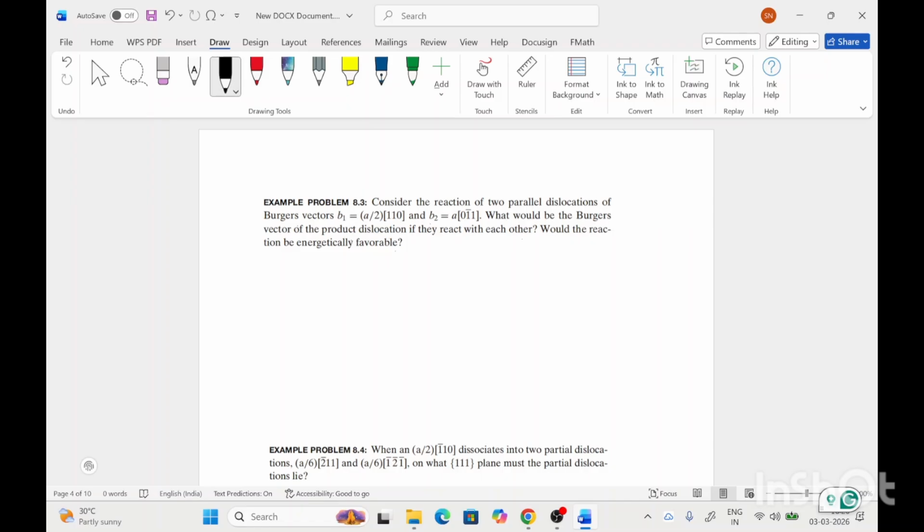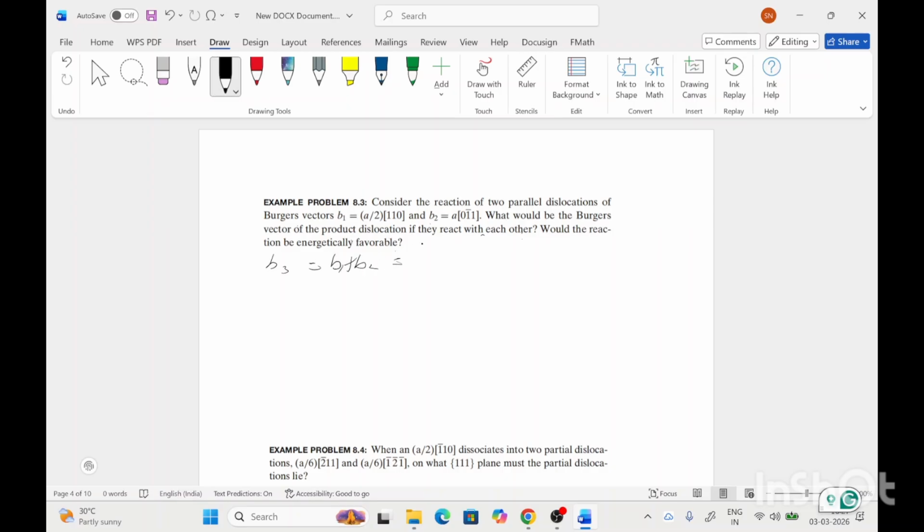Yeah, one more point I missed. Two dislocations can also react to form a final Burgers vector only if it is energetically favorable. So if the energy is reduced by reacting the dislocations, only in that condition will they add. Otherwise, they will not add and will repel. So if they react with each other, the final B3 will be B1 plus B2.